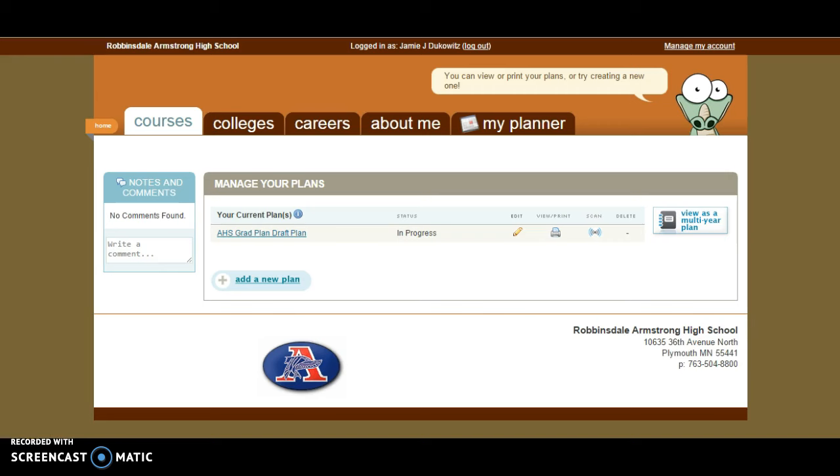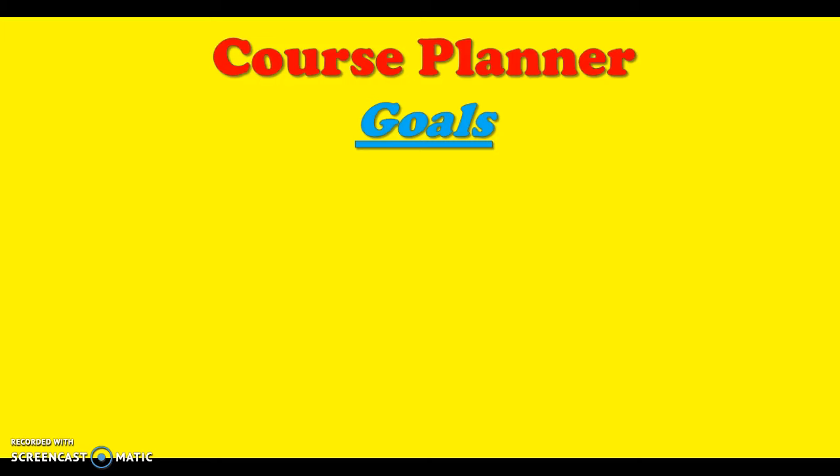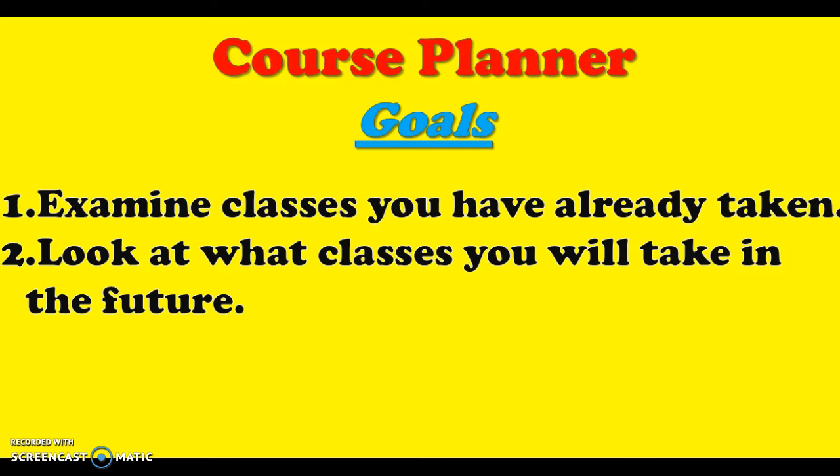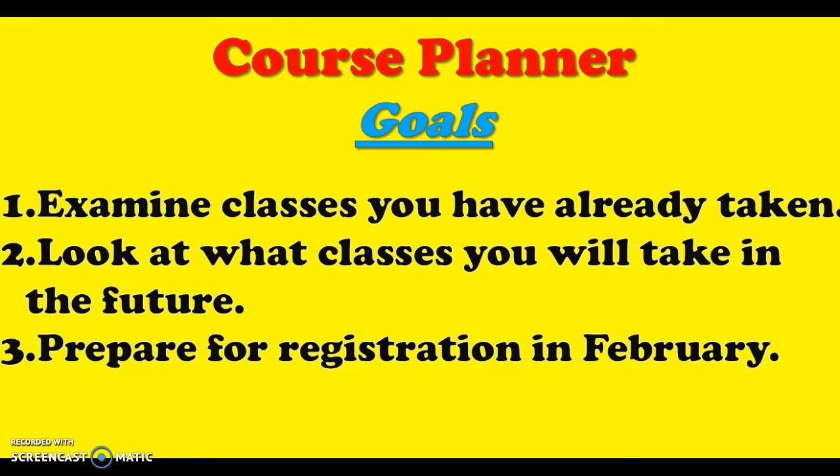But first, let's look at some other materials before we start. We have some goals in working with Course Planner. The first goal is to examine the classes that students have already taken. For 9th graders, they can look at the classes they have signed up for in their 9th grade year. For 11th graders, they can look at what classes they have taken in 9th, 10th, and started in 11th grade. We'll look at what classes you can take in the future. Students have a multitude of options as far as classes. This will help to prepare you for registration in February and should give you a better idea of what you can take. Now let's look at some graduation requirements.